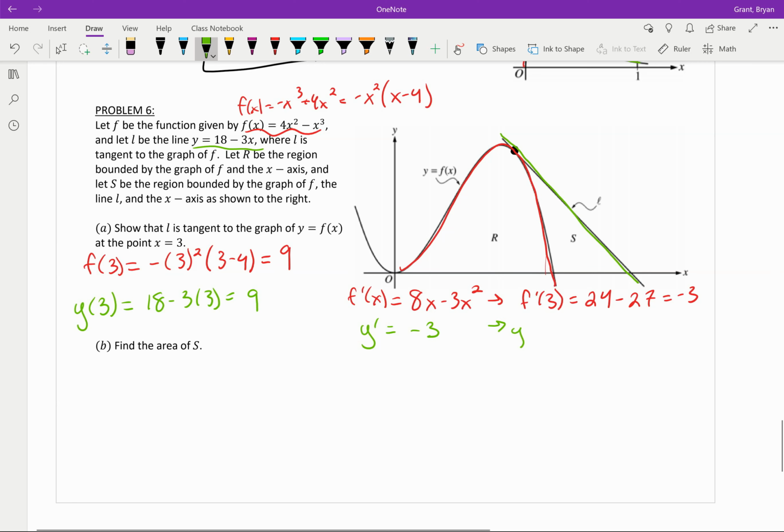So when I do y prime of 3, the slope is a constant, negative 3. They have the same slope. Great, we've shown that they are tangent to each other. Same point, same slope. All right, now on to part 2. Find the area of S.